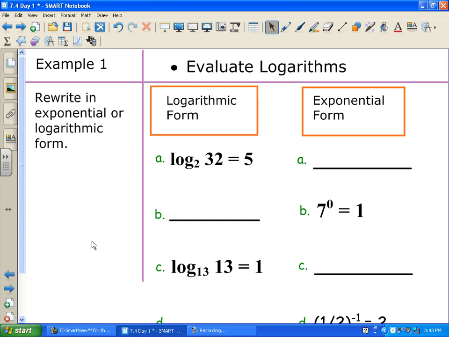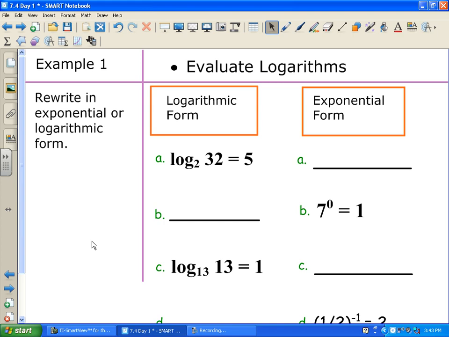All right, all we're doing here is changing from logarithmic form to exponential form. So log base 2 of 32 equals 5. That's the first one we're going to look at. Hopefully you got that copied down in your notes. Log base 2 of 32 equals 5. I want to change it into exponential form. That means I want to get rid of a log. To get rid of a log, I introduce a base. To get rid of a base, I introduce a log.